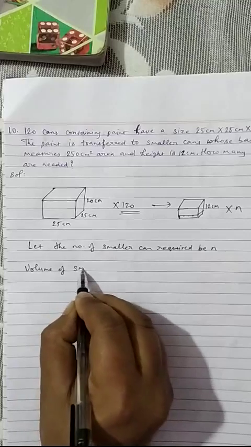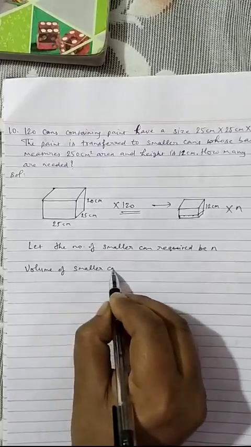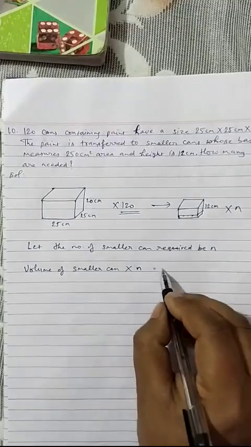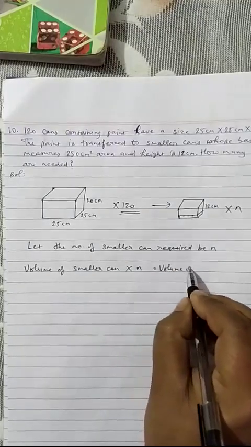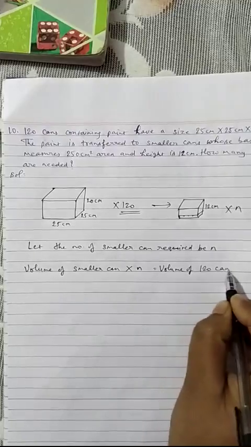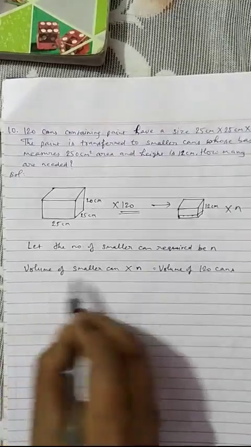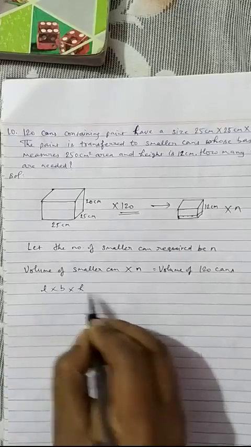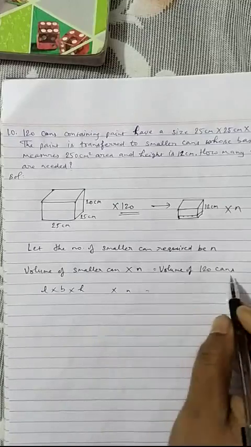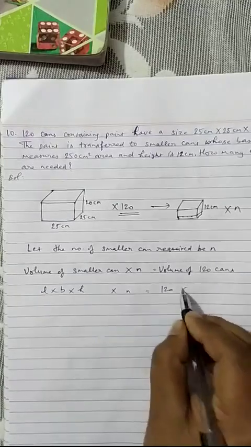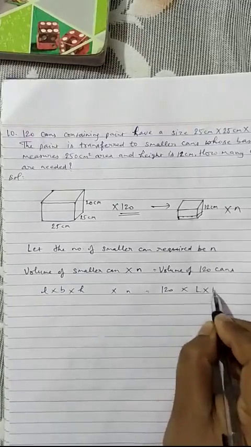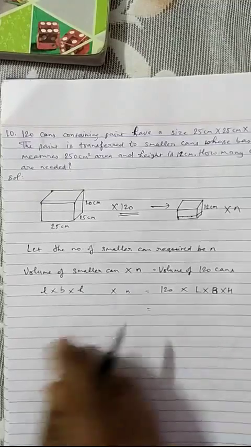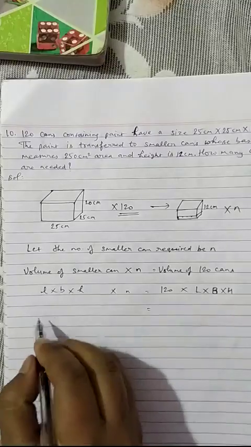Now volume of smaller can multiplied by n number of cans is equal to volume of 120 cans. Now smaller cans can be denoted by L into B into H multiplied by N, and for 120 cans we have 120 multiplied by capital LBH. Now we just have to put the values and get the answer.